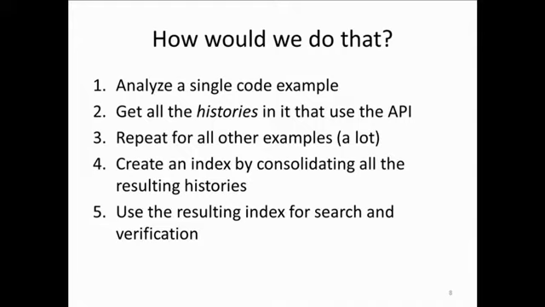So what do we need to do in order to be able to do all of these? Well, first of all, we need to be able to analyze a single code example. We need to get the histories of API usage, where a history is the sequence of method calls from that example. I need to do that ad nauseam until I'm out of examples. I need to create an index out of all the examples that I got. And I need to be able to use that for searching and for verification.